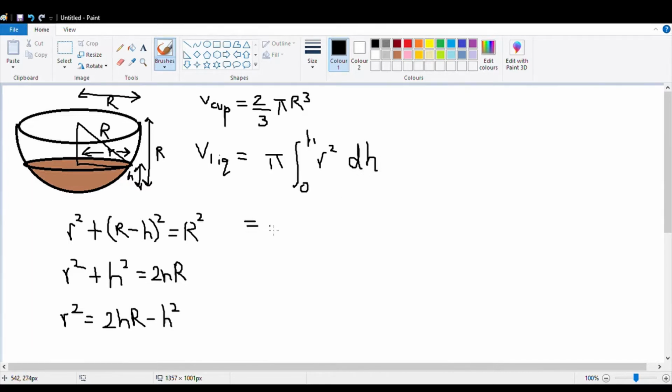Is equal to pi integral of r squared. So we just have to integrate from 0 to h of 2hR minus h squared dh. So this is an easy integral. This is just pi times h squared R minus h cubed by 3.